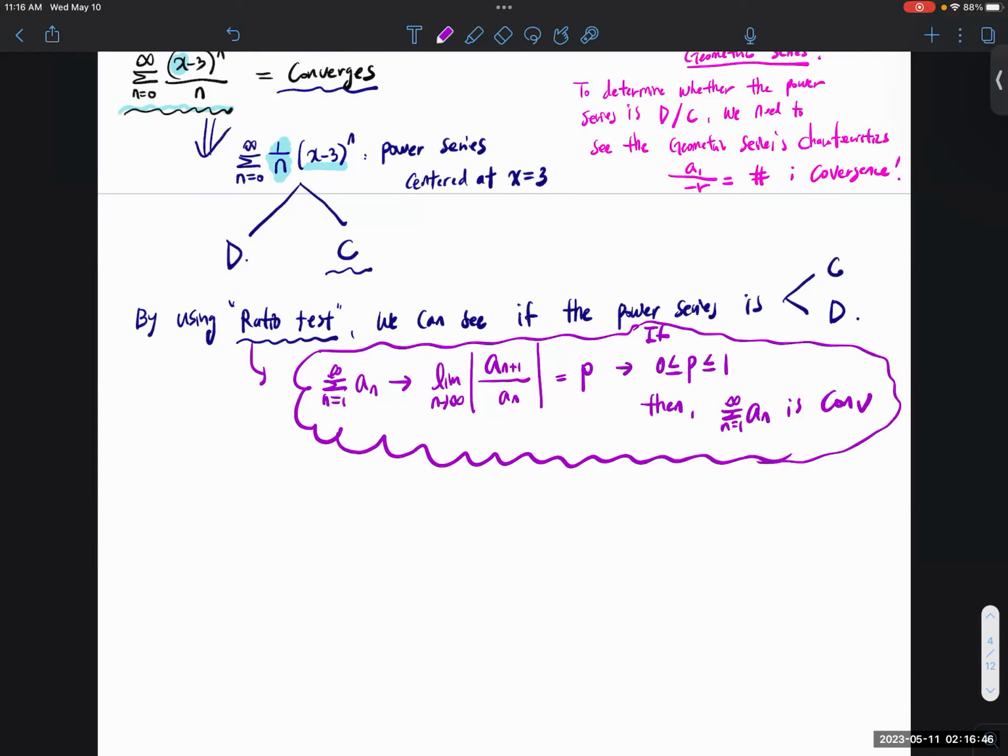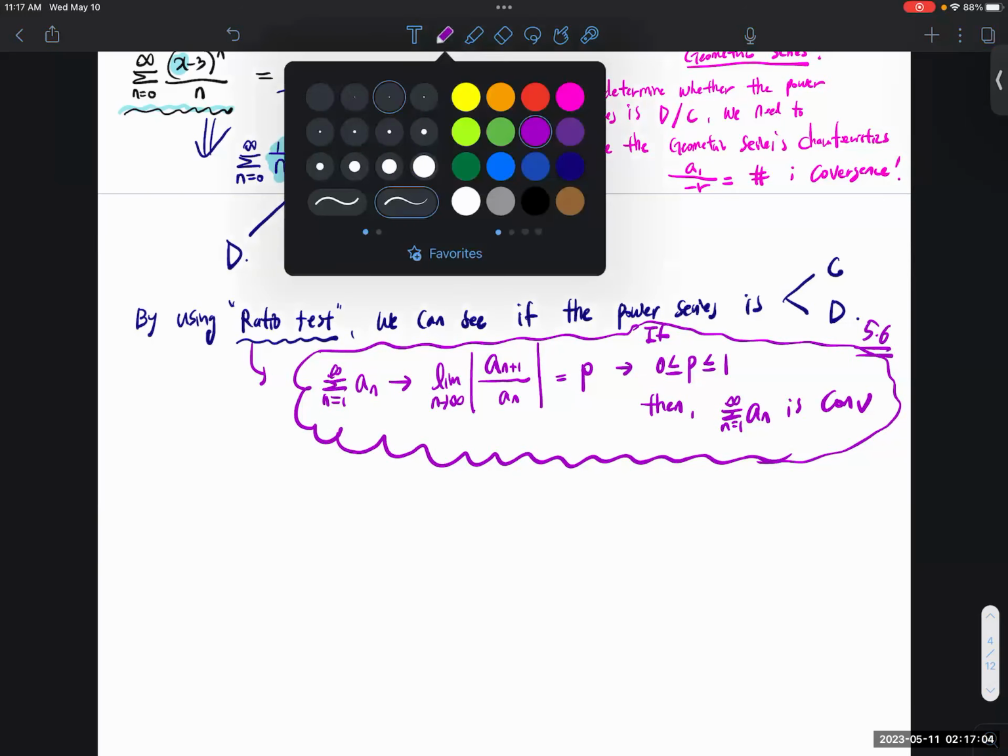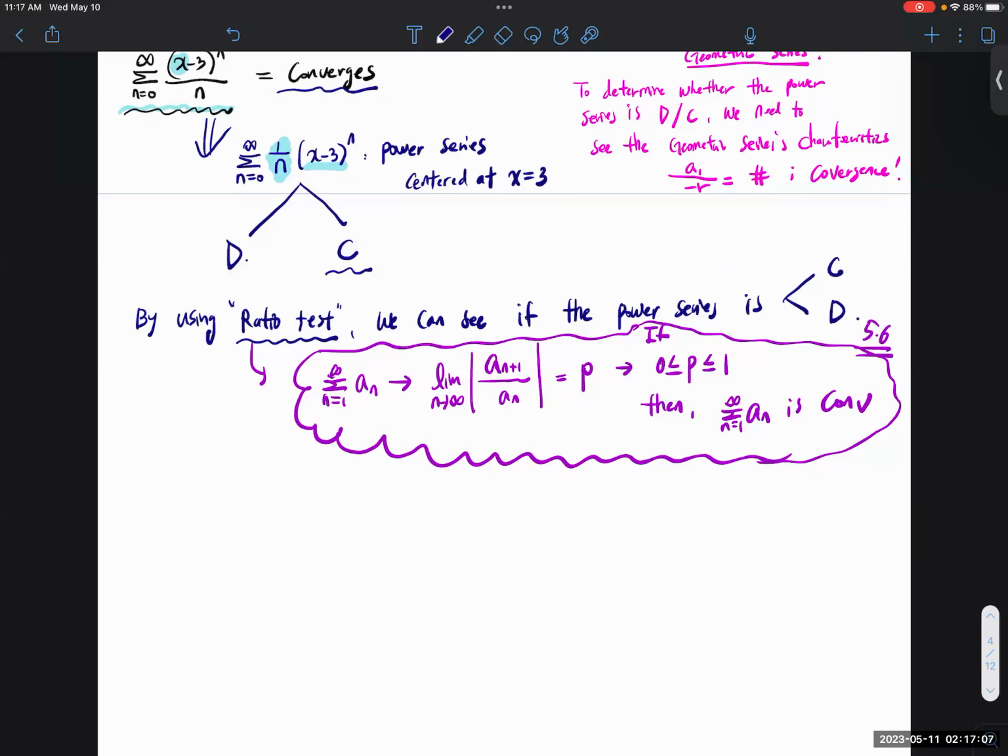I'm not creating this theory. This is 5.6, where we learned the ratio test. You take the absolute value of an plus 1 over an, take the limit, and then look at the size of p. If that is between 0 and 1, then that series is convergent. So we're going to do that work, because I want to know whether this power series is convergent or not.